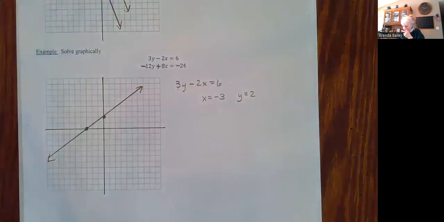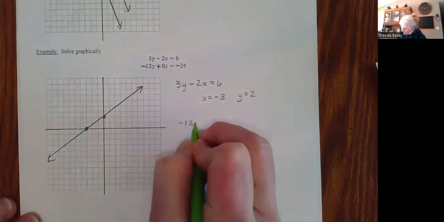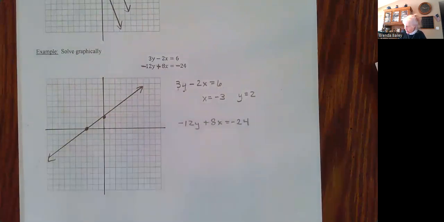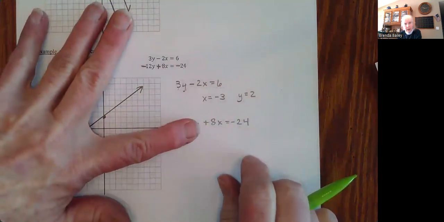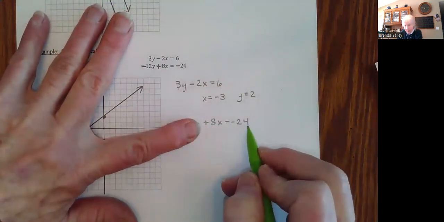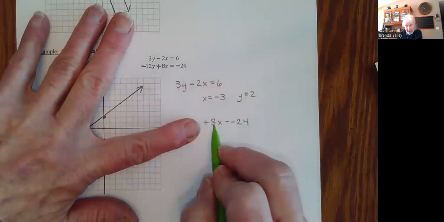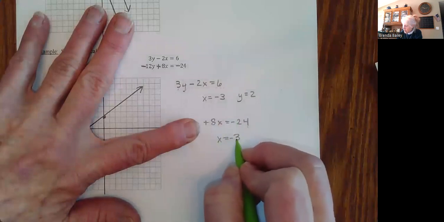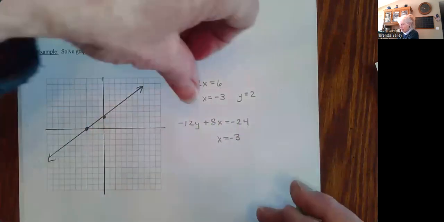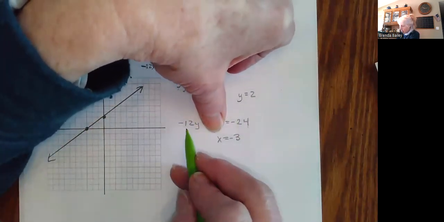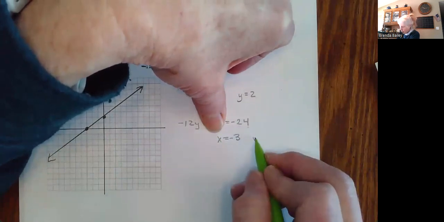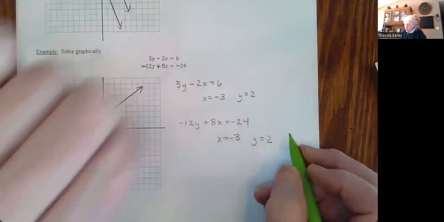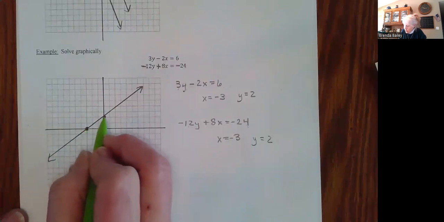All right. Now the next one. Okay, to find out where it hits the x-axis, I'll make the y 0. So -24 divided by 8. To get the x by itself, you divide by 8. x is -3. To find out where it hits the y-axis, x is 0. Divide by -12 on both sides. -24 divided by -12 is 2. So we go to -3 and we go to 2.